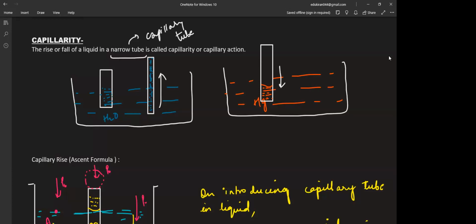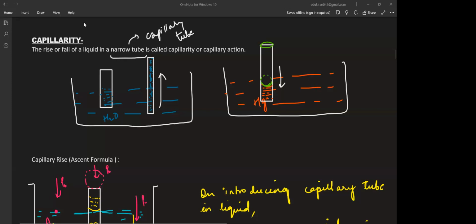Because there are two radii present. One is your tube, which has its own radius, correct? And one is the radius of the meniscus. If the meniscus is like this, it must also have a certain radius. So two different radii are present. That's why there's a whole lot of derivation. Write it down first. I'll discuss it.